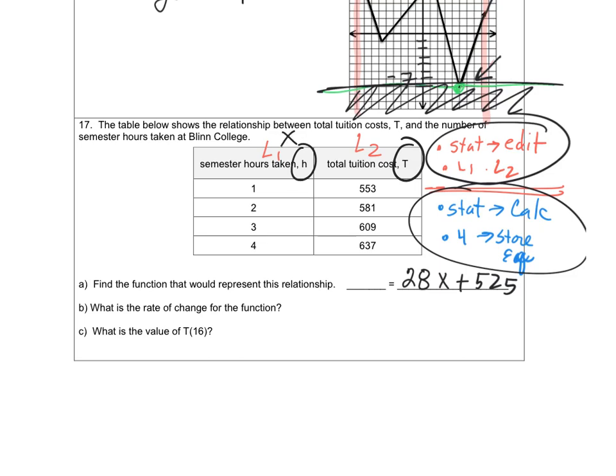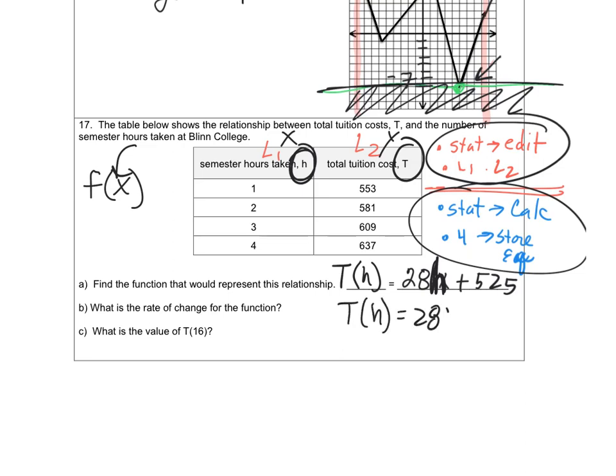The problem is when you read this, we've got h and t. Now this is my x values and these are my y values, so I know I'm going to write it t of h, because we would have written it f of x, but instead of x we have an h. So I would say t of h equals 28h plus 525.